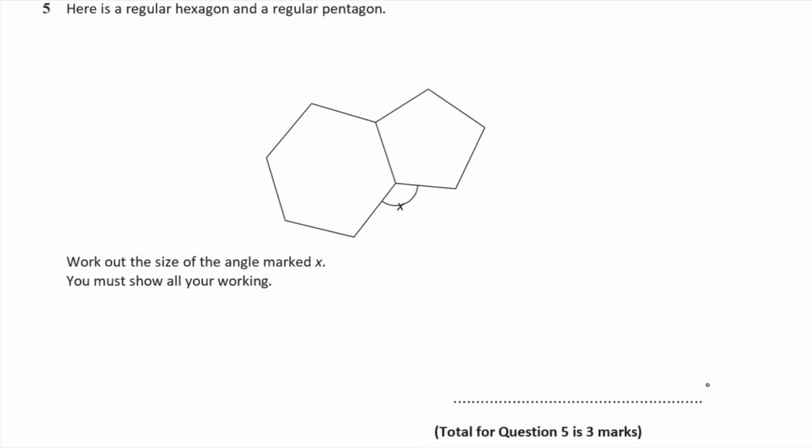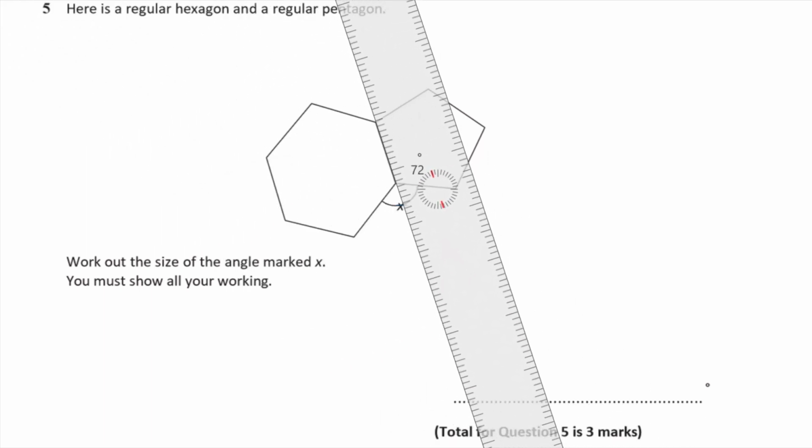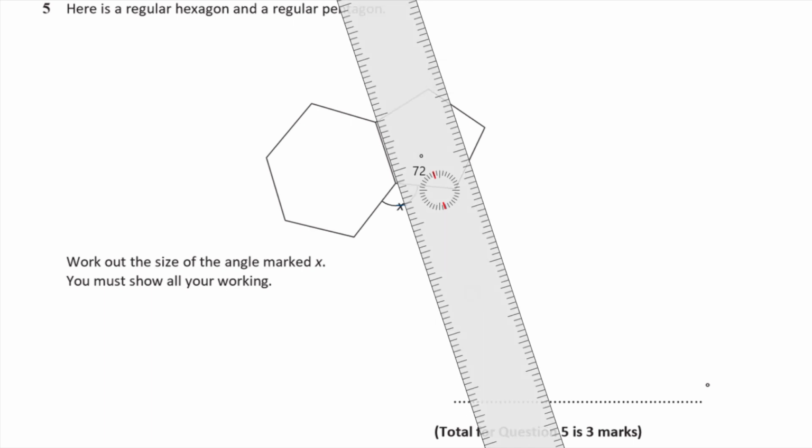Question 5. Here is a regular hexagon and a regular pentagon. Work out the size of the angle marked X. You must show all your working. Okay, so here's X between the two polygons that they've been pushed together. Now if I get a ruler out and I extend this line here where they meet, okay, a little bit. So just make this line a little bit longer.